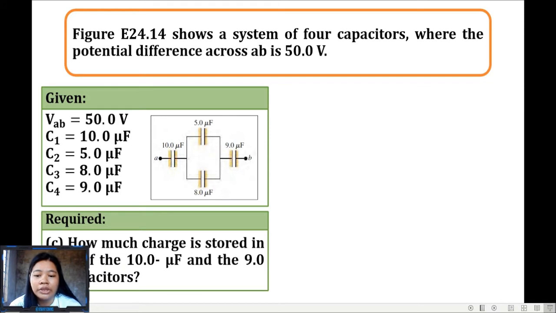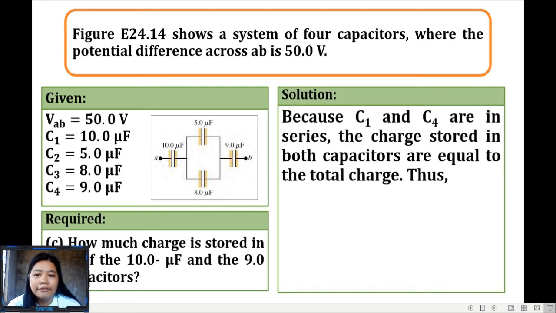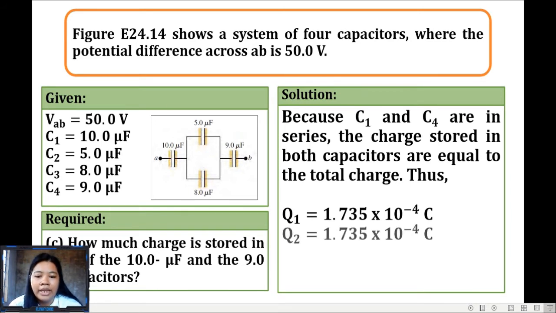And letter C, how much charge is stored in each of the 10.0 microfarad and the 9.0 microfarad capacitors? We have this explanation because C sub 1 and C sub 4 are in series, which are the 10 and the 9 microfarad capacitors. The charge stored in both capacitors is equal to the total charge. Thus, Q sub 1 is equal to 1.735 times 10 raised to negative 4 coulomb. This is based on our answer from letter B. And Q sub 2 is equal to 1.735 times 10 raised to negative 4 coulomb as well.